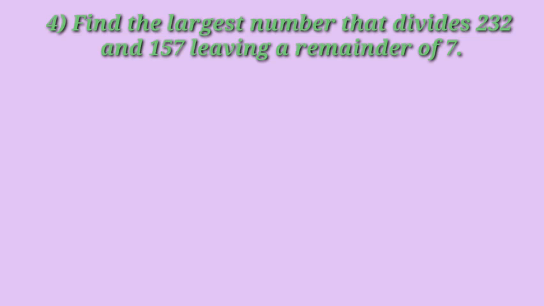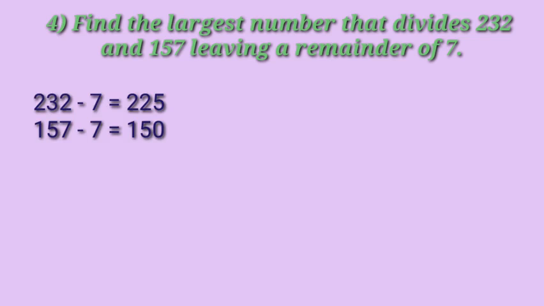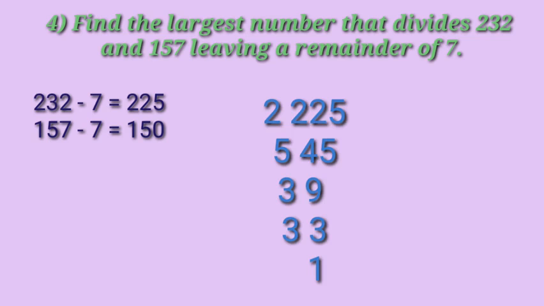Leaving a remainder means the remainder is already given here as 7. So largest number means you can find out the HCF. First, you do the subtraction with 7 on the given numbers. 232 minus 7 is equal to 225. So 157 minus 7 we will get the answer 150. Now these are the numbers for the HCF.